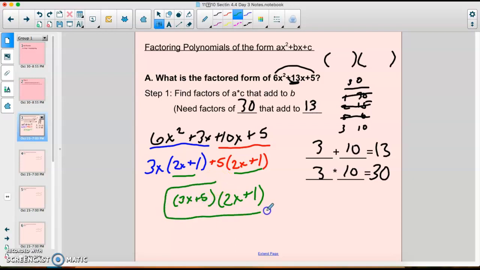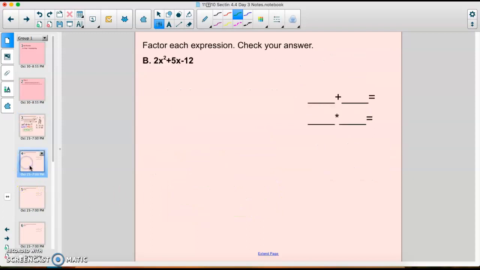And this would be our final answer. We have successfully factored it. Okay, next. Now we need to find factors of negative 24. So them multiplied together needs to equal negative 24, and they have to add up to positive 5.